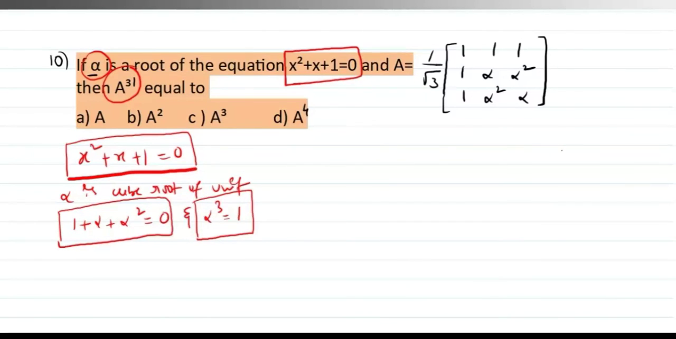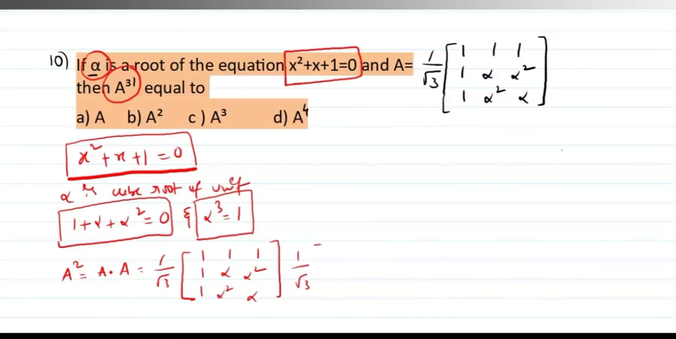And now find the A square value. A square is nothing but A into A. So what is A? 1 by root 3 times of [1, 1, 1; 1, alpha, alpha square; 1, alpha square, alpha], into again 1 by root 3 times of [1, 1, 1; 1, alpha, alpha square; 1, alpha square, alpha]. Okay, right. Now find the A square value.